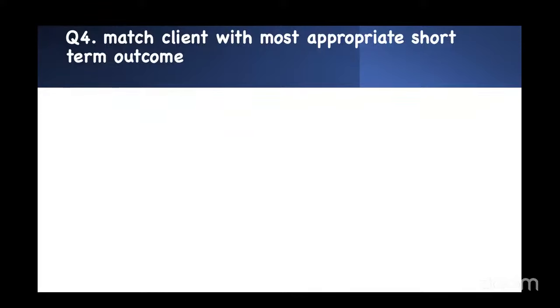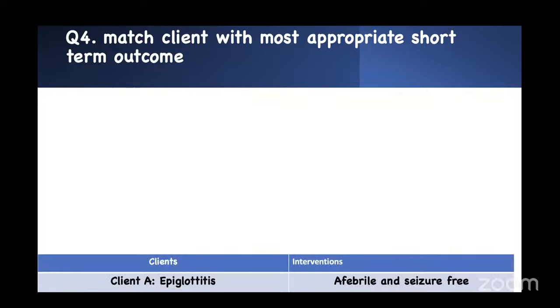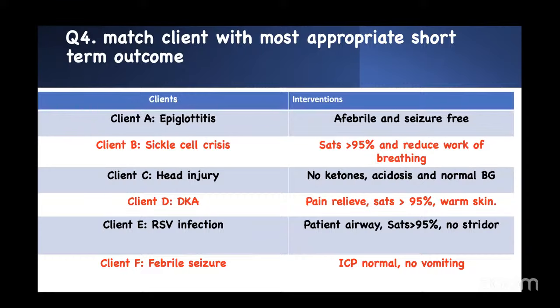When you take a patient and you're taking care of them, when you're on the ward, there's always a short-term outcome. What do I have to achieve in a very short time to improve the patient's symptoms? So this is it. Epiglottitis. What do you think we should achieve in terms of our short-term outcome? Sickle cell crisis, headache, head injury, DKA, RSV, and febrile seizure.